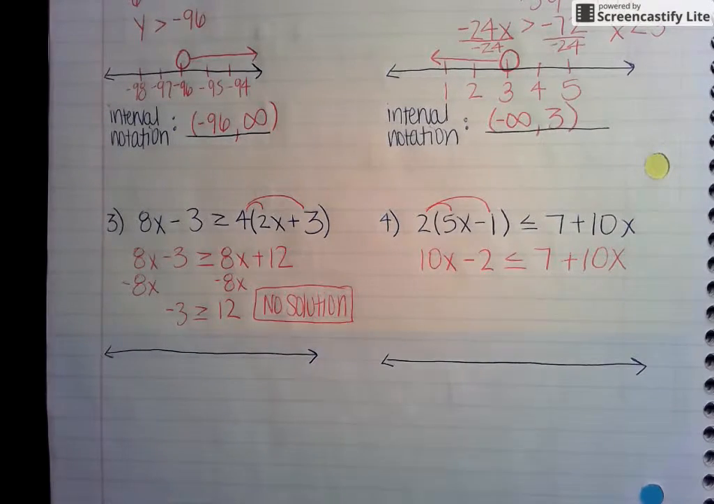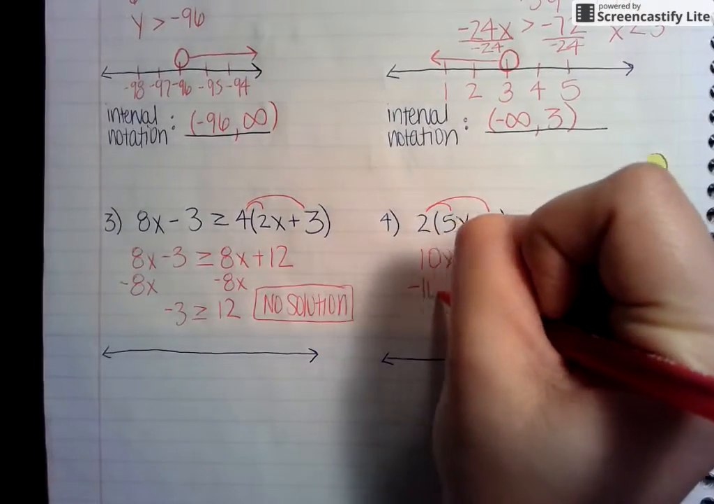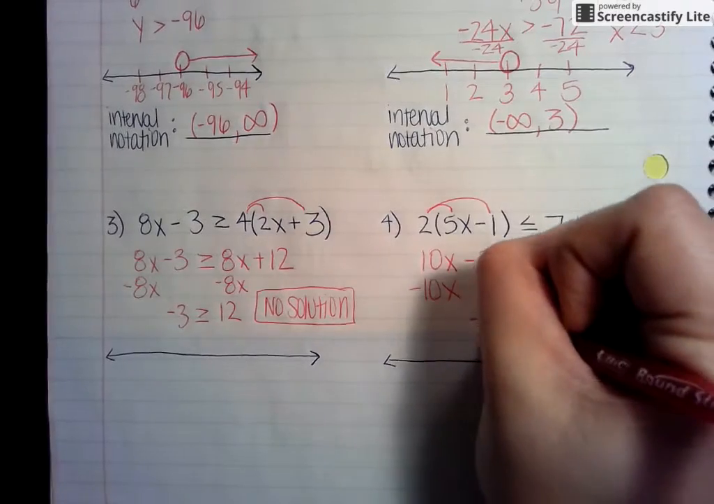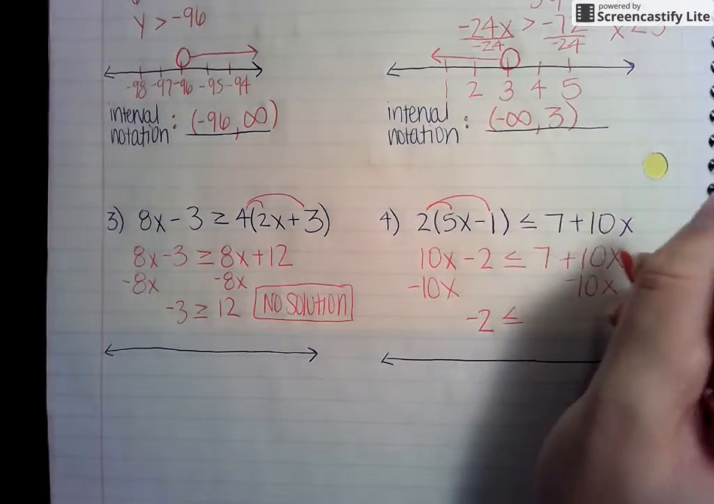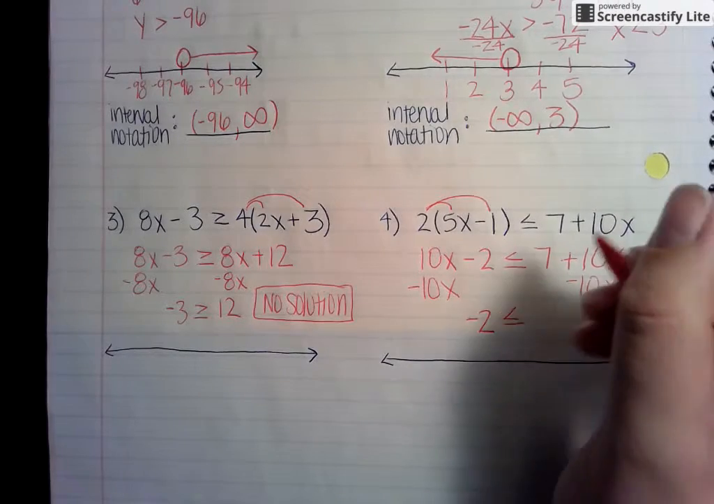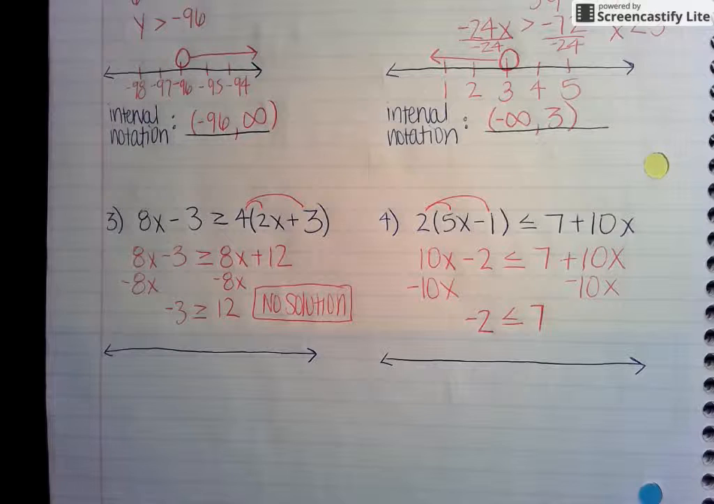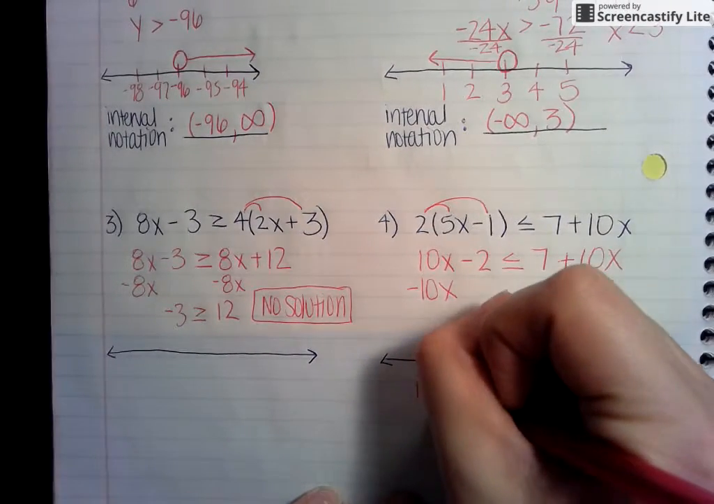Now I want to move the variables together first, so I get a minus 10x and a minus 10x. 10x minus 10x is going to give me 0, but I have negative 2 still left over on the left side, is less than or equal to. Now the 10x minus the 10x is going to cancel, so I have a 7. So negative 2 is less than or equal to 7. Because that statement is true, that means it's going to be infinitely many solutions.